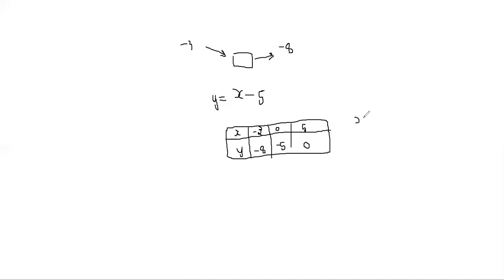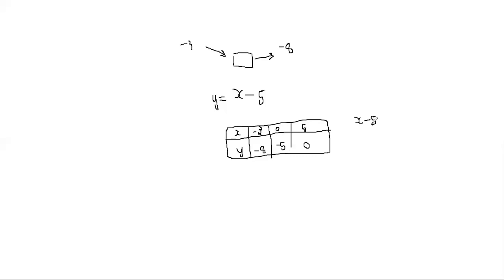X is -3. So what did they do to get to -8? You minus 5, right? But you have to check if your rule is consistent. 0 minus 5 is negative 5. 5 minus 5 is 0. So it means this is the rule.